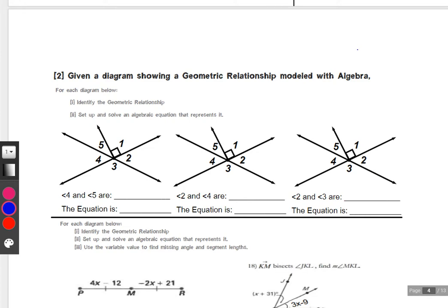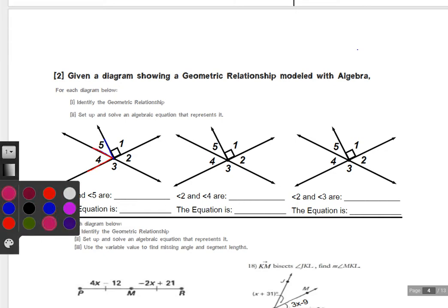Alright, so starting on the next page, we have to do two things. We need to set up or identify the geometric relationship first, and then we need to set up and solve an equation that represents that. So on this first one, we're just looking at angle 4 and angle 5. So here's angle 5, and then here is 4.